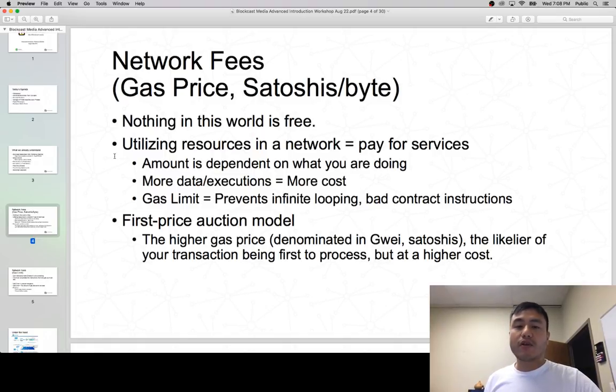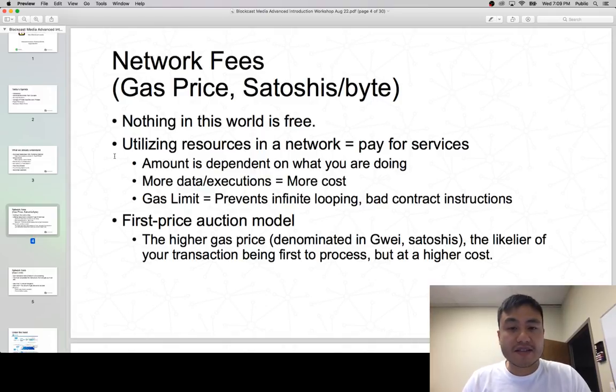So the status of the network depends on how congested it is, whether a lot of people are using it right now. If so, then the costs of actually paying these network fees will be higher. So there are two things that are important. It's both the gas price and the gas limit. And when we define gas price, it's basically done in what's called a first price auction model.